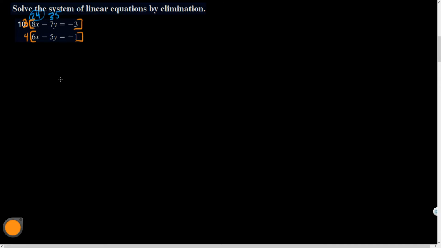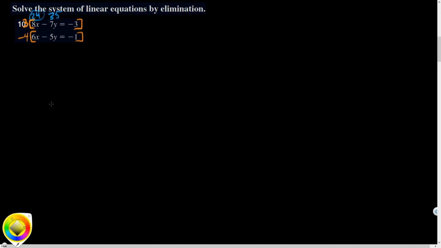Now remember, I want these to be opposite coefficients. Technically, yes, there's a way to have them be the same and just subtract the equations, but I'm a fan of addition, so I'm going to go for opposites first. And it doesn't matter, I just need one of these to be negative, because since both of these terms were positive, I don't want to have 24x and 24x.